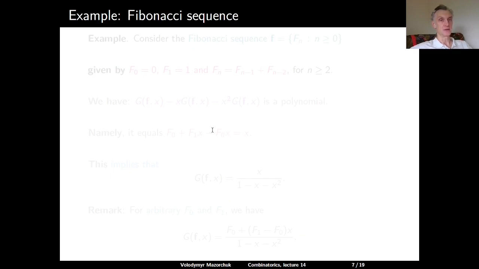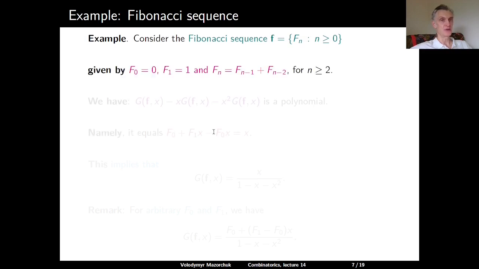Here is an example. Let us consider the sequence of Fibonacci numbers f_n, which is defined as f_0 is equal to 0, f_1 is equal to 1, and f_n is equal to f_(n-1) plus f_(n-2) for all n greater than or equal to 2.